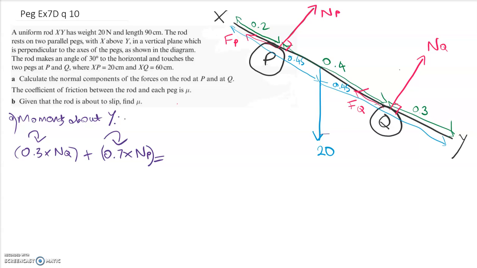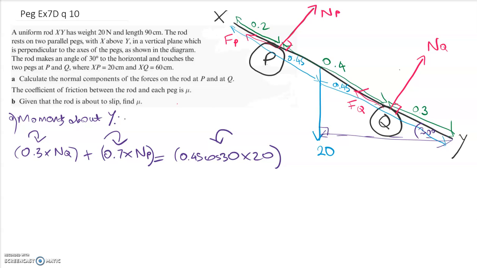So if I think about this, do you remember we always sort of make a right angle triangle? And the angle theta I'll put here is 30 degrees. So this would be the perpendicular distance. And that triangle has 0.45 as the hypotenuse. So it'd be 0.45 cos 30, times the force, which is 20. And that would go anti-clockwise because the arrow is going the other way.